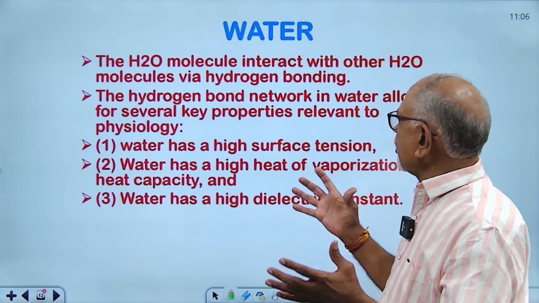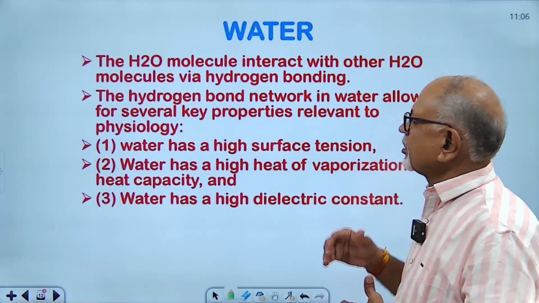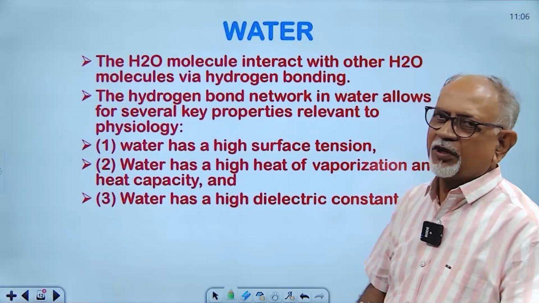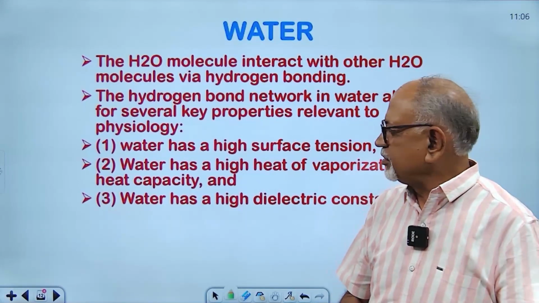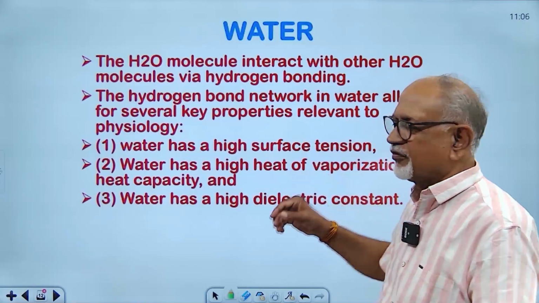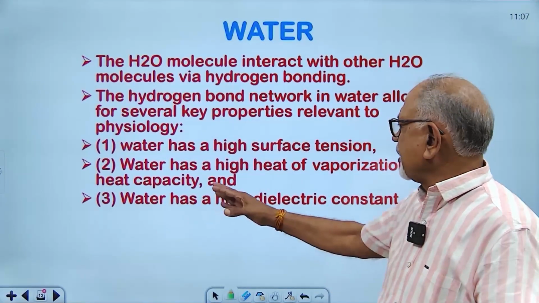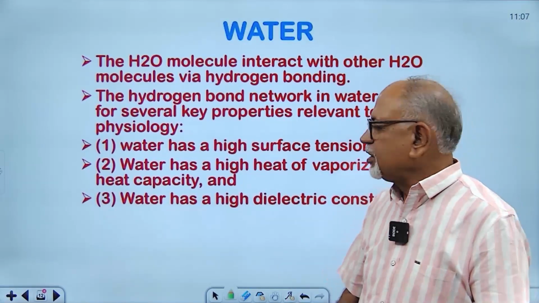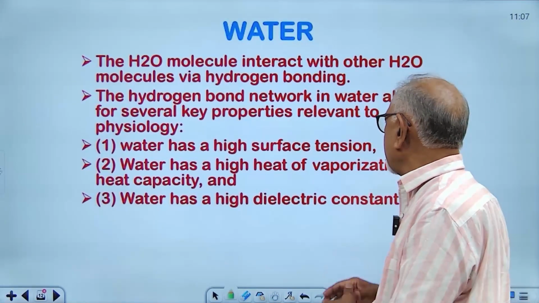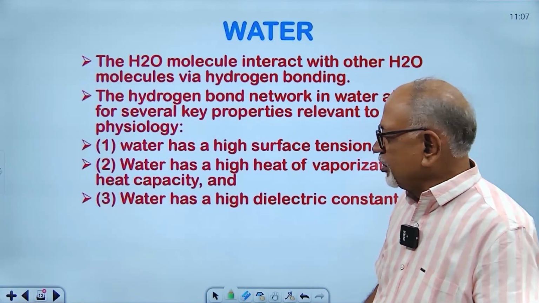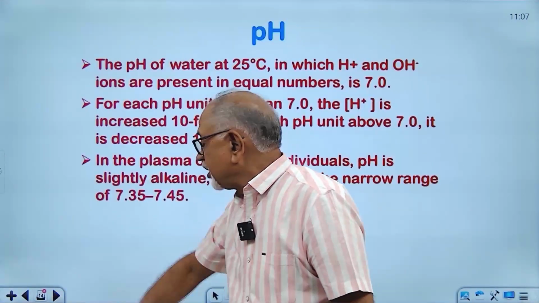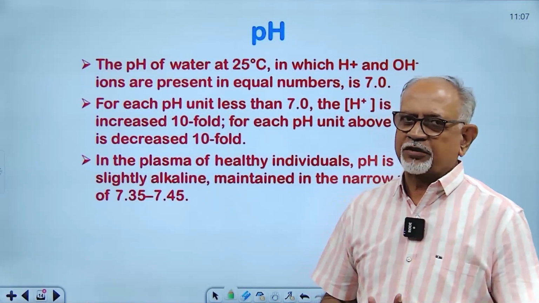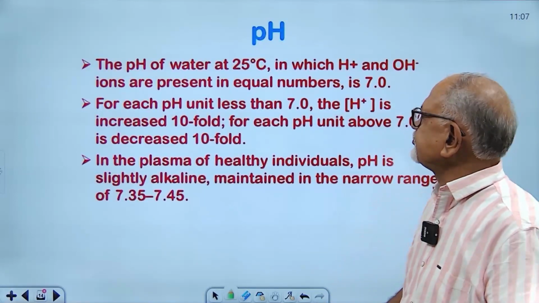The hydrogen bond network in water allows for several key properties relevant in human physiology. One is water has a high surface tension, it has a high heat of vaporization and heat capacity, and water has a high dielectric constant. So therefore water forms the most suitable solvent for any living system.